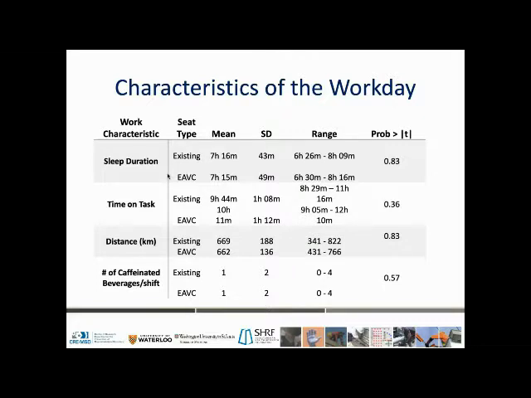This table just shows that the drivers' lifestyle and work remain consistent between both work weeks. So sleep duration ranged from 6.5 hours to 8 hours of sleep, with a similar mean and similar standard deviation. And the time spent driving and the distance the drivers drove were similar as well. Caffeine intake also remained similar between the 2 weeks, or the 2 seating conditions.